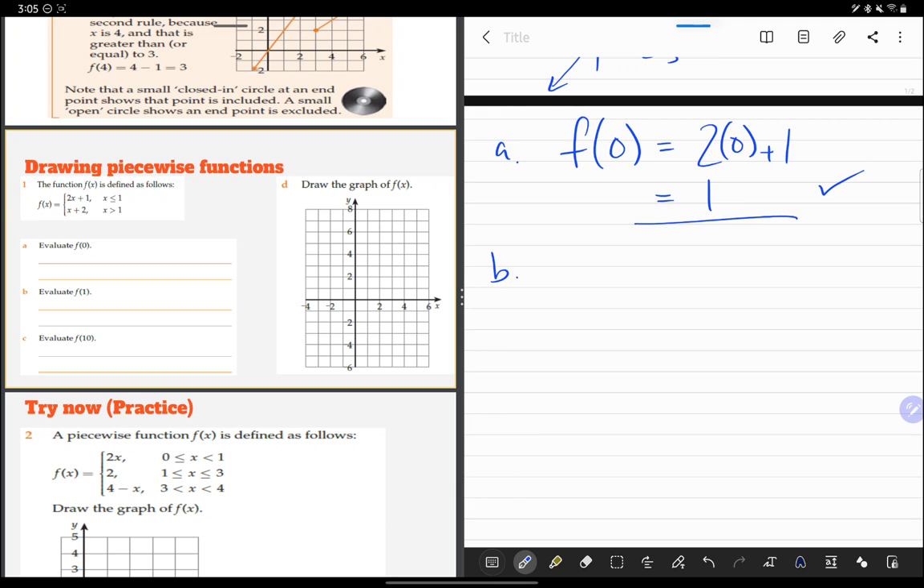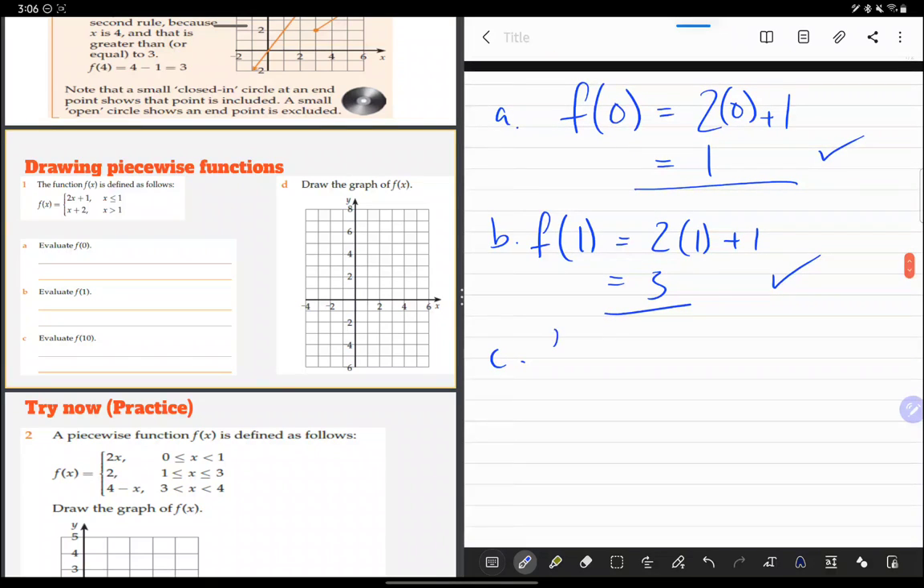Now let's move on to B. It should get easier and easier. Again, we have to decide which equation we are using. And if you look carefully, when x is exactly 1, we again use the first one. So 2, and the x becomes a 1. So 2 times 1 plus 1, that's a 3. Boom. C, f of 10. Not f equals 10, sorry. There you go. X equals 10.